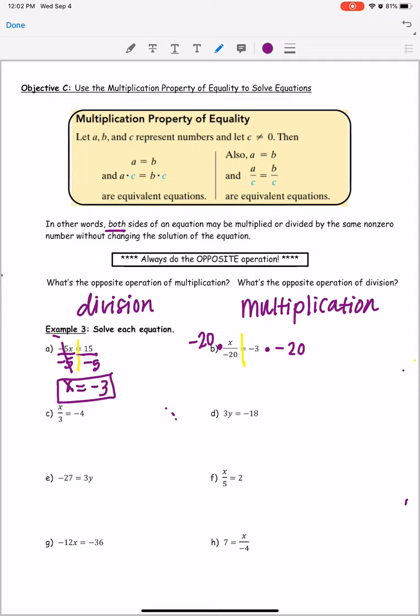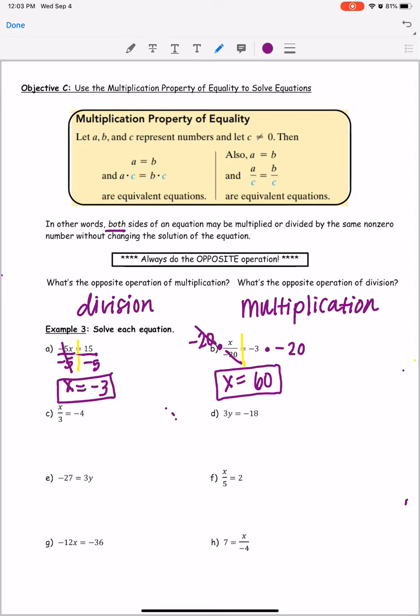So, just like over here, a negative 5 over negative 5 is 1. Negative 20 over negative 20 is also 1. So these cancel out. So all I'm left with is this x. So we get x equals 3 times 20 is 60. And negative times negative makes a positive. So that is my answer.